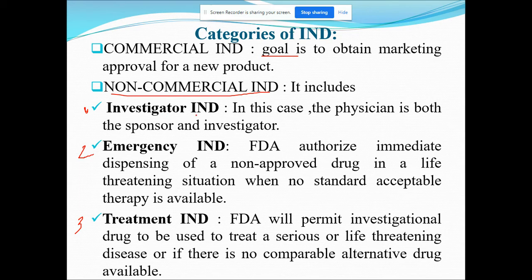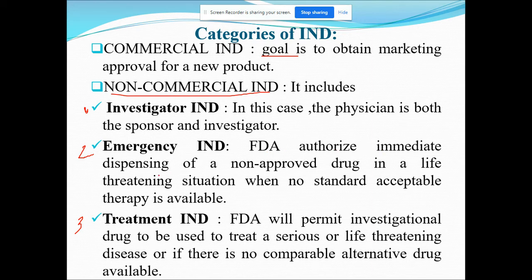तर पहिला आहे investigator IND. In this case, the physician is both the sponsor and the investigator. Emergency IND.